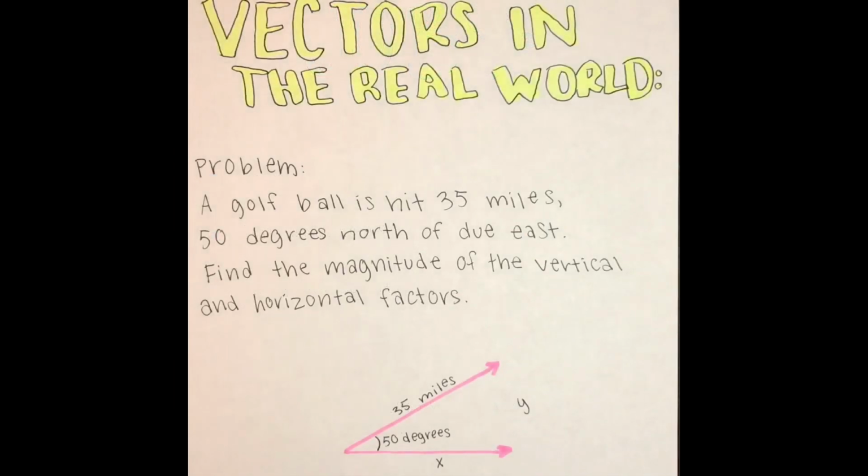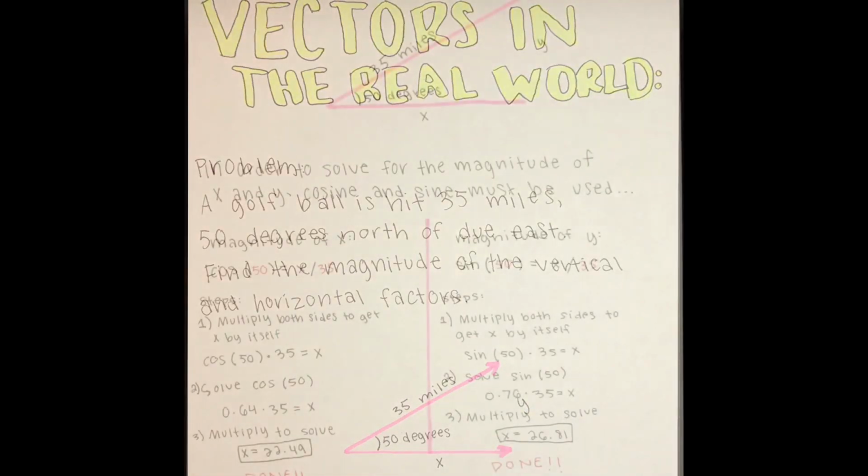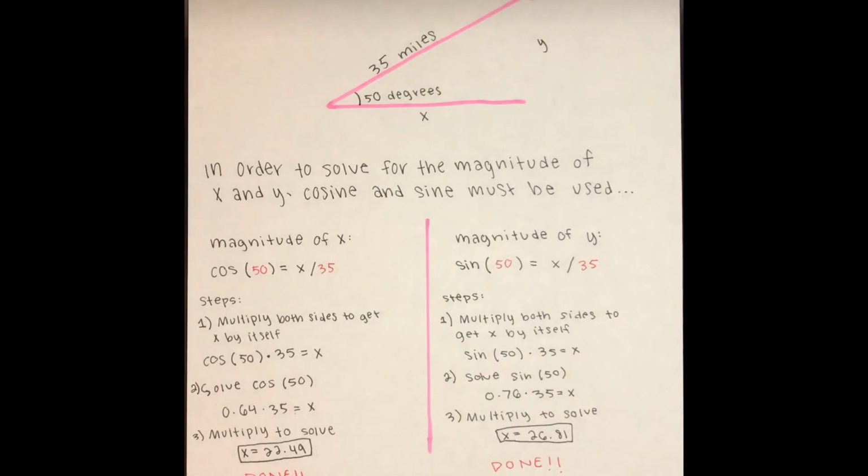In the real world, our problem is: a golf ball is hit 35 miles, 50 degrees north of due east. Find the magnitude of the vertical and horizontal components. Here, 35 is seen as the miles and 50 as the degrees. In order to solve for the magnitude of x and y, cosine and sine must be used.